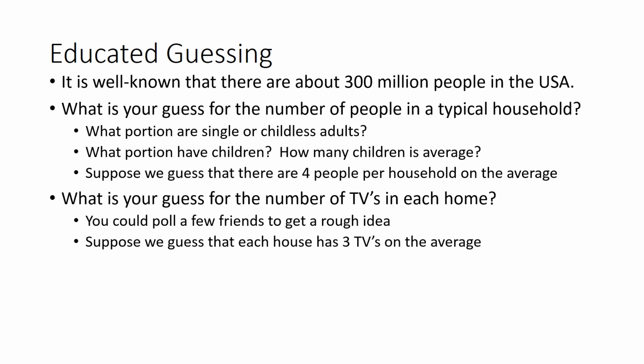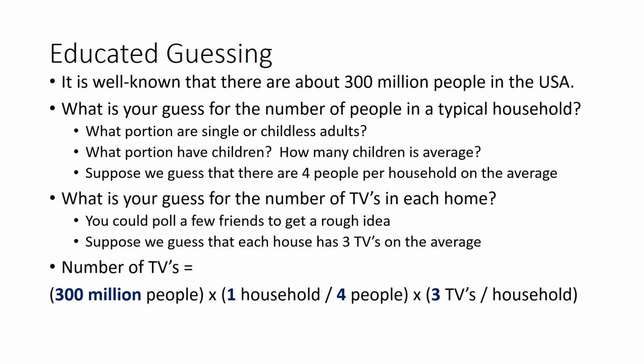The number of TVs then is going to be 300 million people times one household per four people times three TVs per household. Now that term in the middle looks maybe upside down or backwards, however you want to look at it, but if you notice, the units of people are going to cancel, and then the units of household are going to cancel, and we're going to be left with just the number of TVs by multiplying 3 times 1 times 300 million and dividing by 4, and our guess comes out to 225 million TVs.